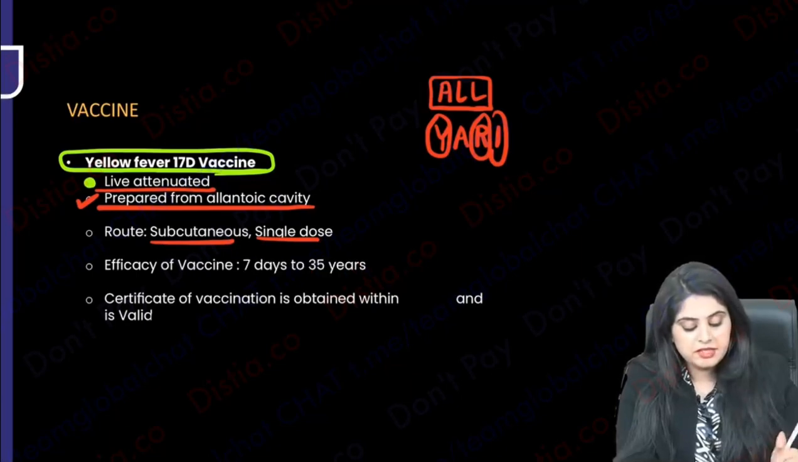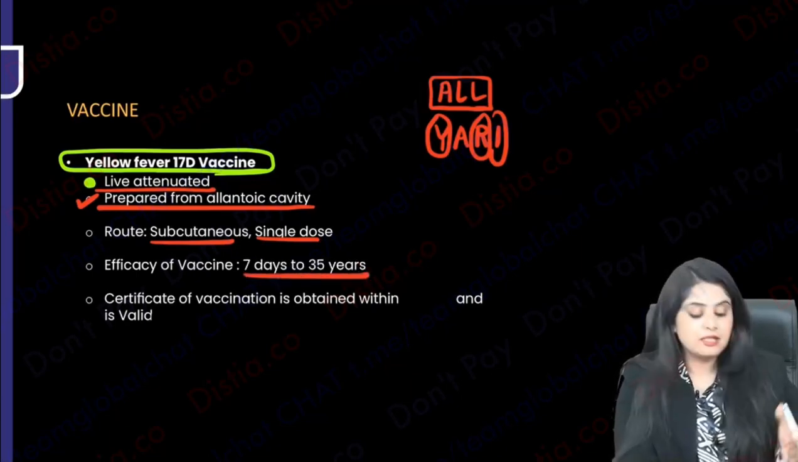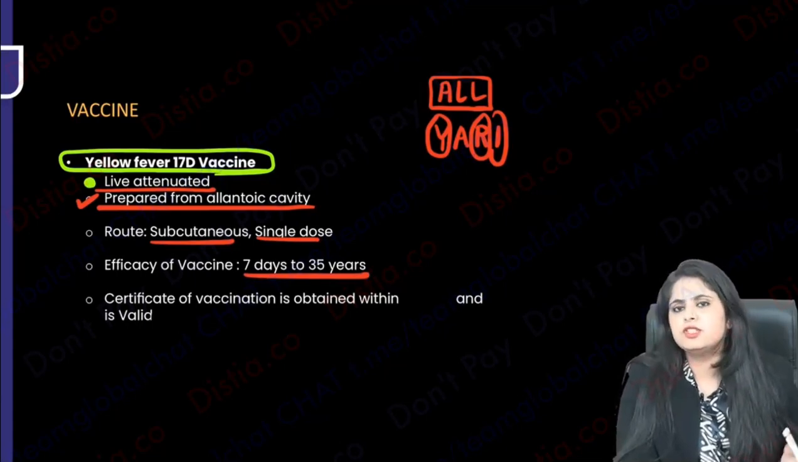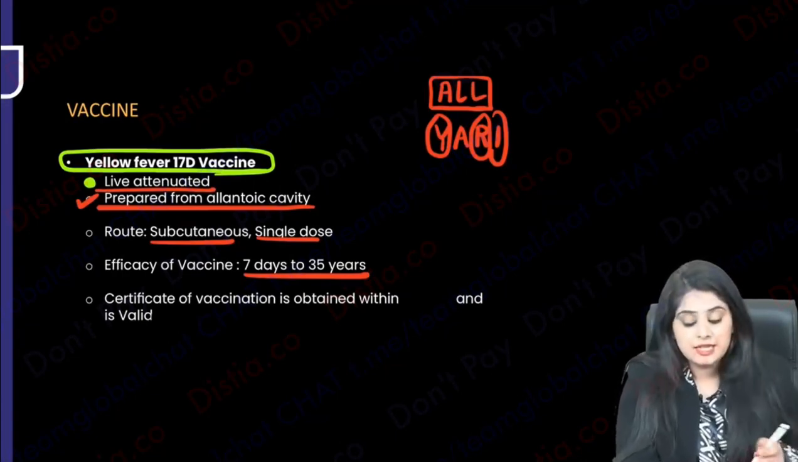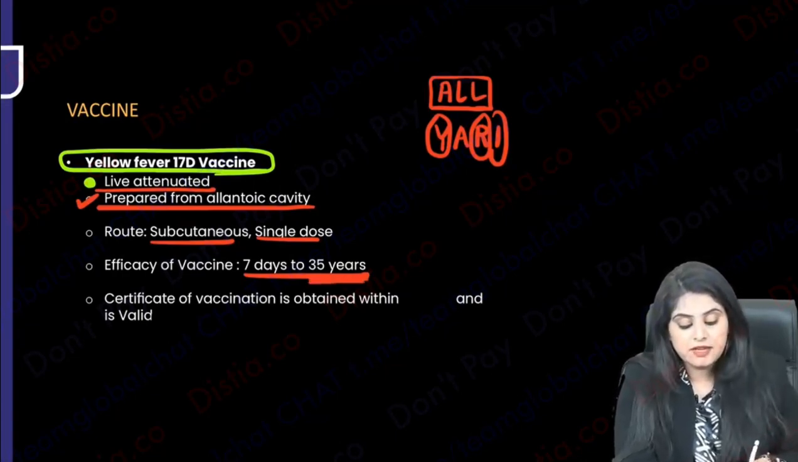Okay, I'll tell you why I am emphasizing on it. Firstly, what is the efficacy? Efficacy is said to be that a response starts by the 7th day. Like the incubation period of 5 to 7 days, the vaccine also starts working by the 7th day. And that is going to go until 35 years.